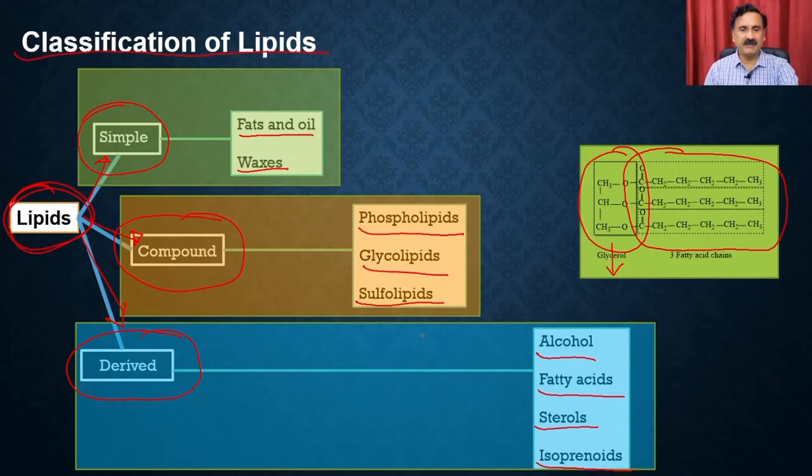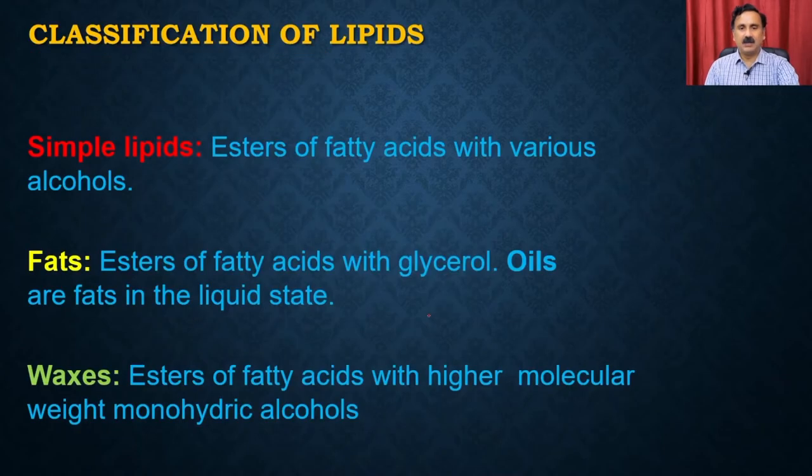So, let's first understand the simple lipids. Simple lipids are the esters of fatty acids with various alcohols. You have two examples, one is fat, the other one is called waxes.